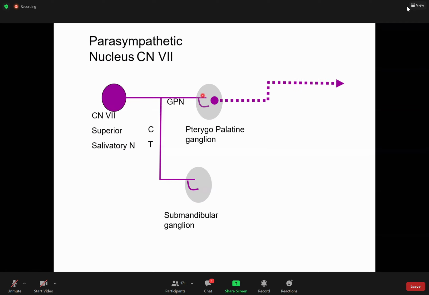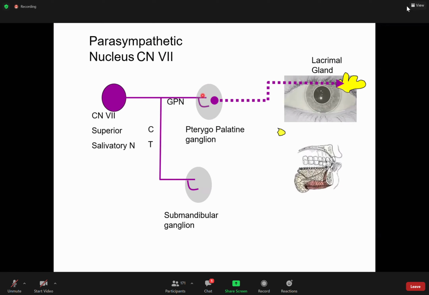From here, the pterygopalatine ganglion is going to supply the lacrimal gland, and it is important in the formation of tears. So the tear production is through the pterygopalatine ganglion. Pterygopalatine ganglion also supplies the nose, so it is also supplying the glands within the nose, as well as the lacrimal gland, which is important in lacrimation. Then you have the submandibular ganglion, which is going to supply the submandibular and the sublingual gland, which are some of the salivary glands.